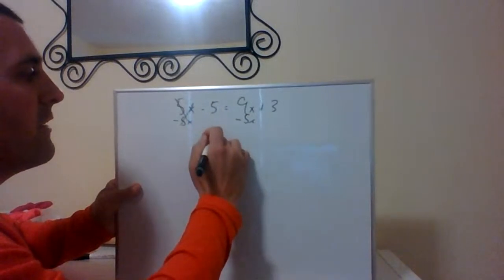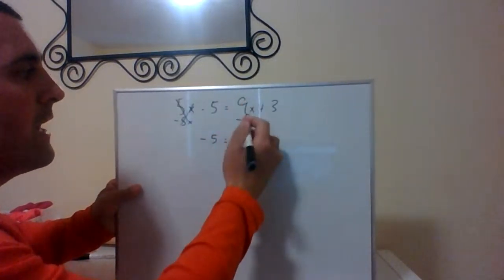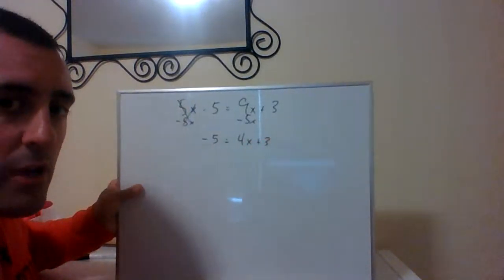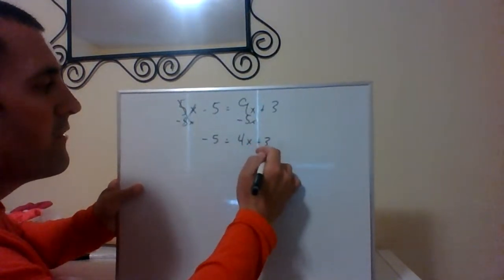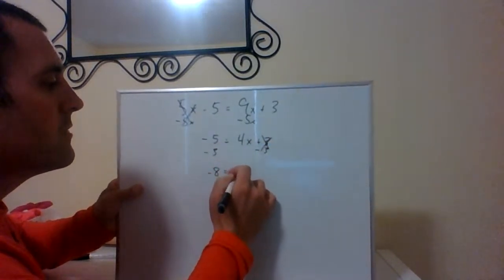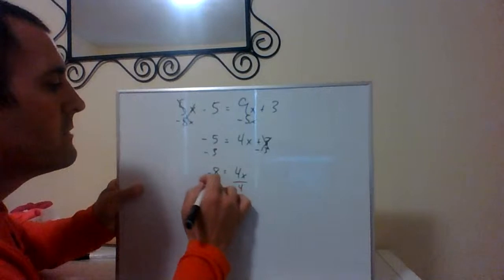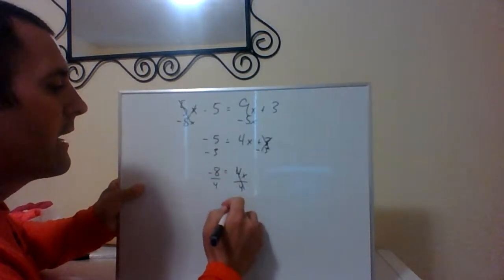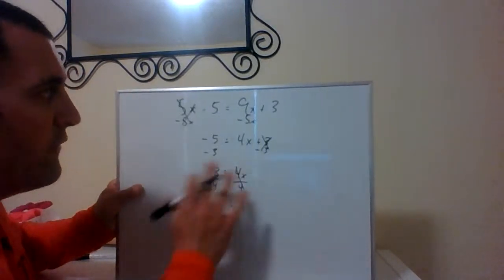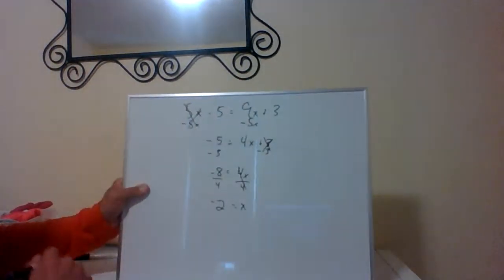It's going to leave us with negative 5 over here. 9 minus 5 is 4x, plus 3. Now we're just solving a two-step equation. Subtract 3 from both sides. Negative 8 equals 4x, and divide both sides by 4. And x equals negative 2. Even if you had done it the other way, if you had subtracted the 9x, you would have gotten the same answer.